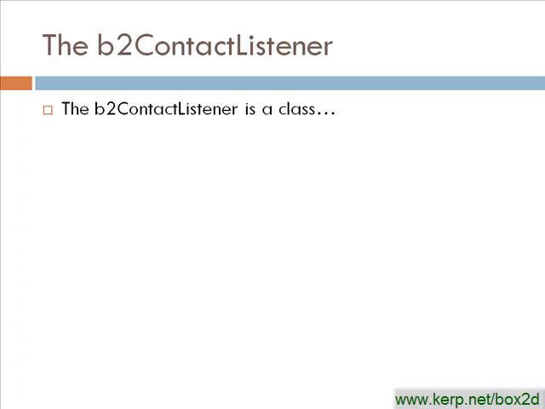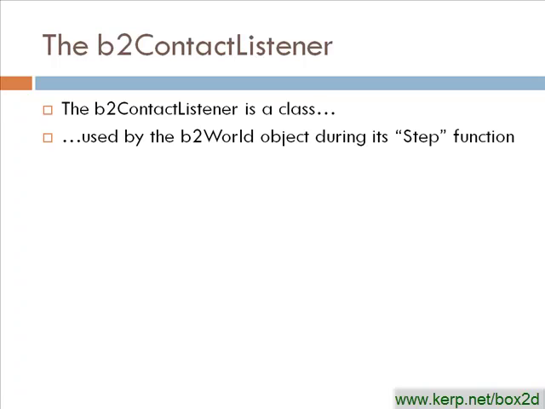See, the b2ContactListener is a class that is used by the b2World object during its step function. In other words, when our b2World object is making all the necessary calculations to increment our physics world by 1/30th of a second, it's occasionally calling various functions within our b2ContactListener. Specifically, there are 4 functions that it calls.